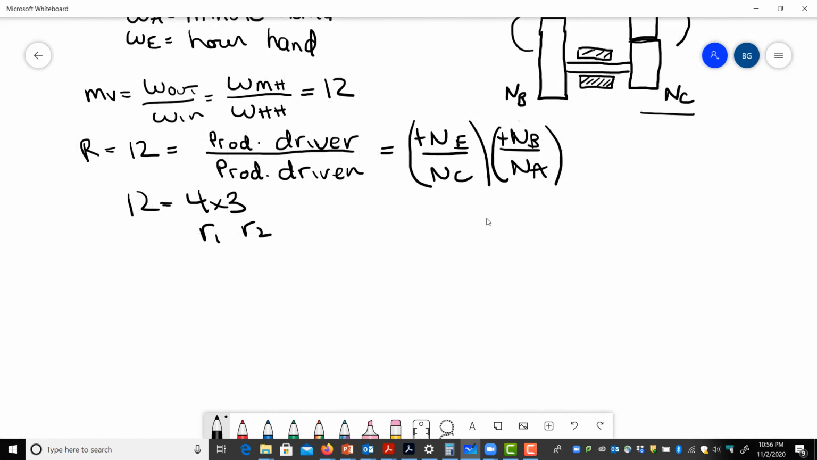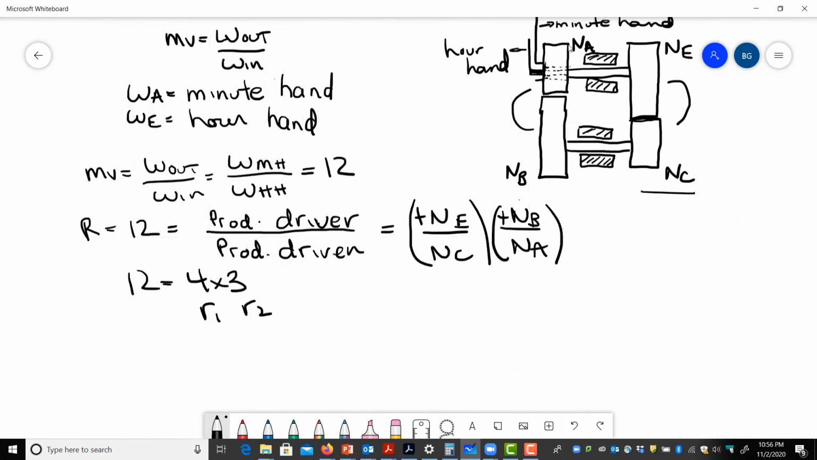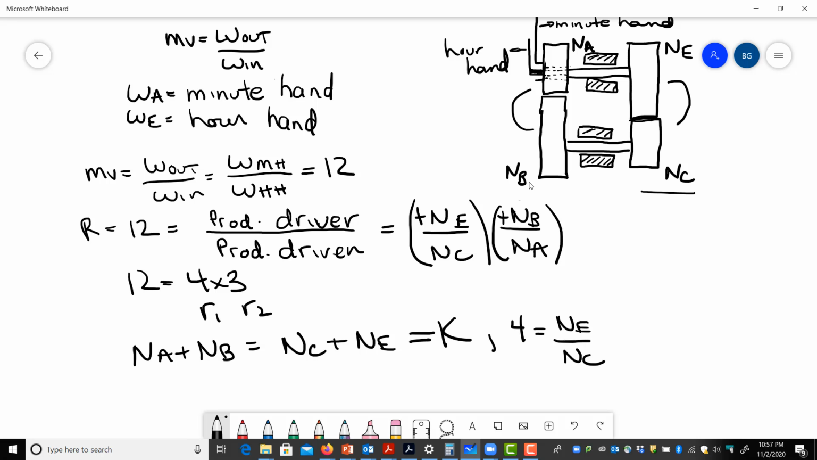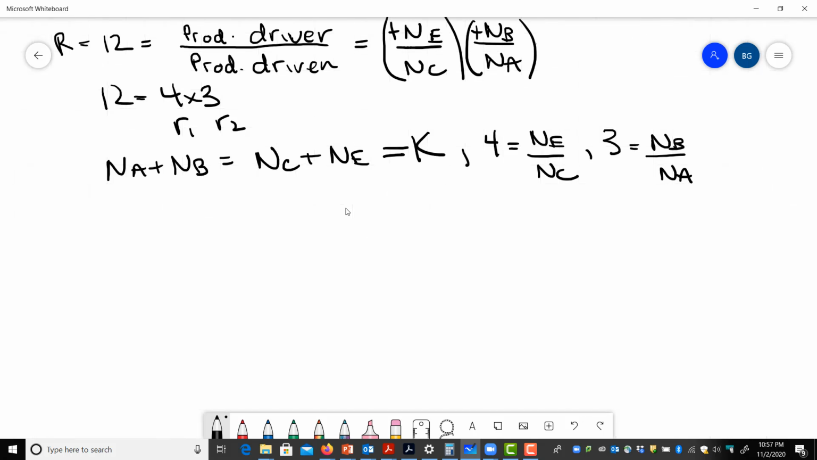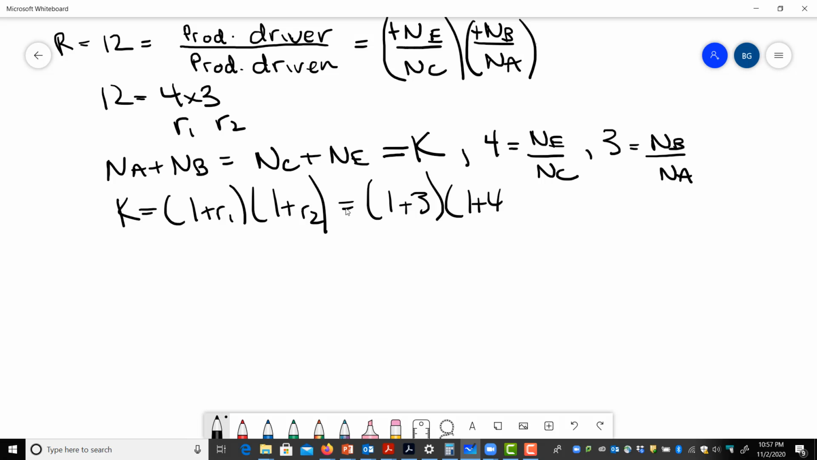So what is super critical in a compound reverted gear train is we need NA plus NB to equal NC plus NE. And we're going to say that equals some value K. Now, we can say also that 4 is going to equal NE over NC. And 3 is going to equal NB over NA. Okay, but what does K equal? Well, if you start to sub these back into these equations here, you get this relationship that K is equal to 1 plus R1 times 1 plus R2. Okay, so that's 1 plus 3 times 1 plus 4 equals 20.